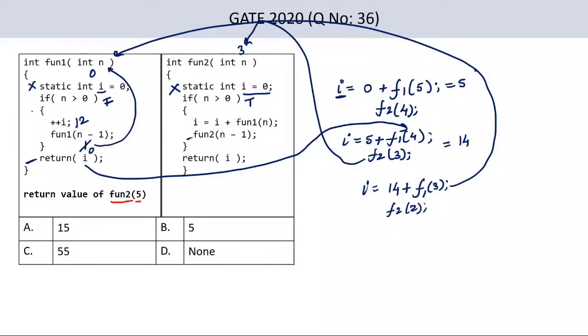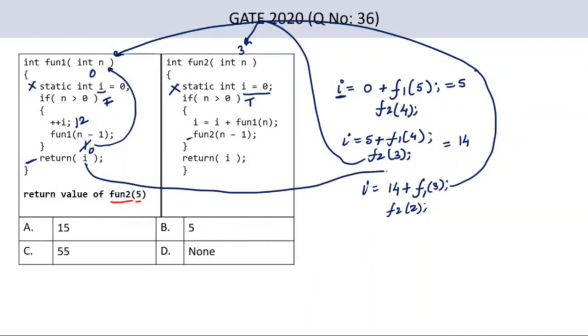So on condition false, I'll come out and I'll return the value of I, which is 12, to whom? To this function. This becomes 12 now. So 12 plus 14 becomes 26. Which value of I becomes 26? The function 2 value. The I variable of function 2 becomes 26 now.